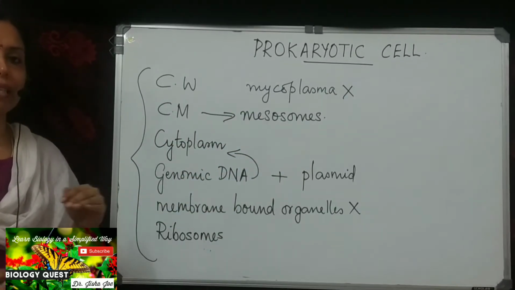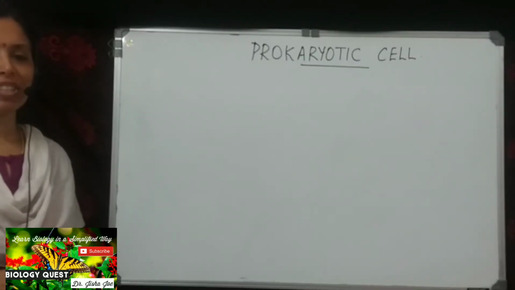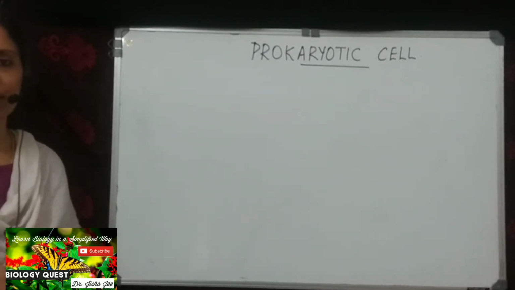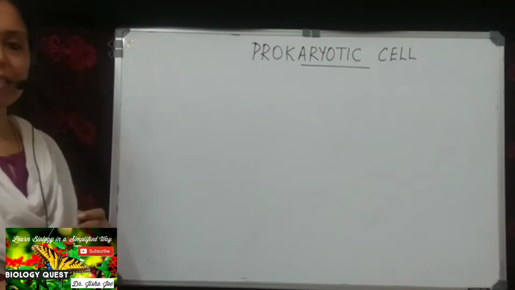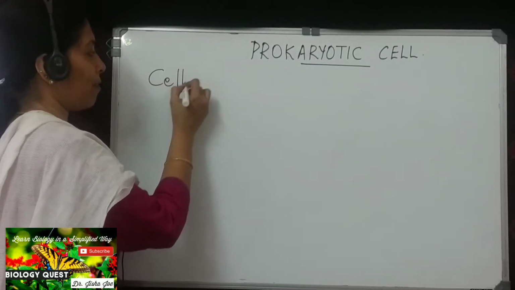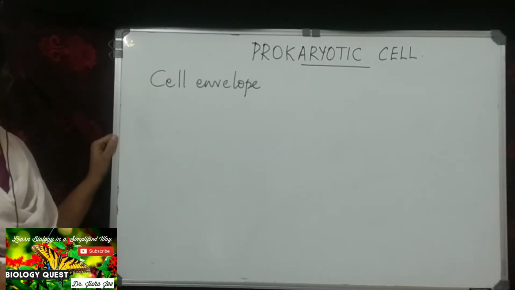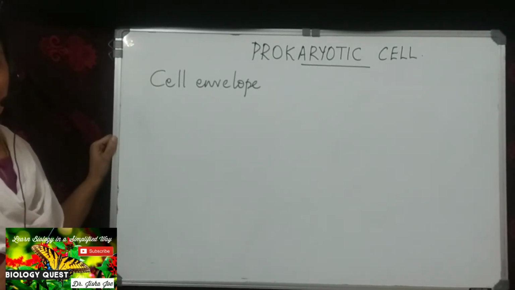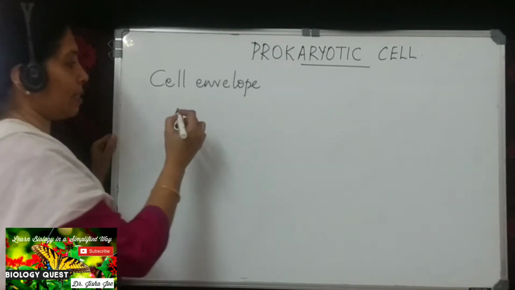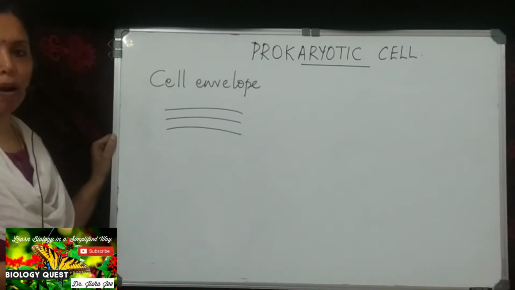Now we shall have a detailed study of the structure of a prokaryotic cell. Now we shall study the structure of a bacterial cell, which is a prokaryotic cell. Most bacterial cells will have a complex cell envelope. An outer cell envelope will be present in most bacterial cells. This envelope is a three-layered structure, and the three layers are tightly bound to each other.